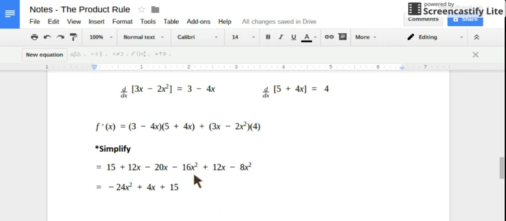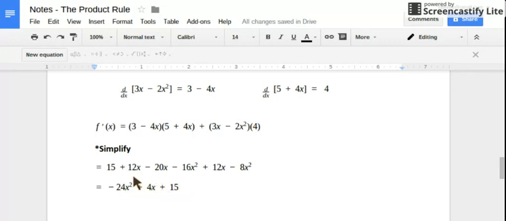and rewrite it in order of their exponents. So x squared is the highest order, so we'll combine those like terms, negative 16x squared and negative 8x squared. Combine to give us negative 24x squared. Our x to the first powers, we got 12x plus 12x minus 20x. So 12x and 12x give us 24x, minus 20x gives us 4x. And then the last term, the leftover, plus 15.